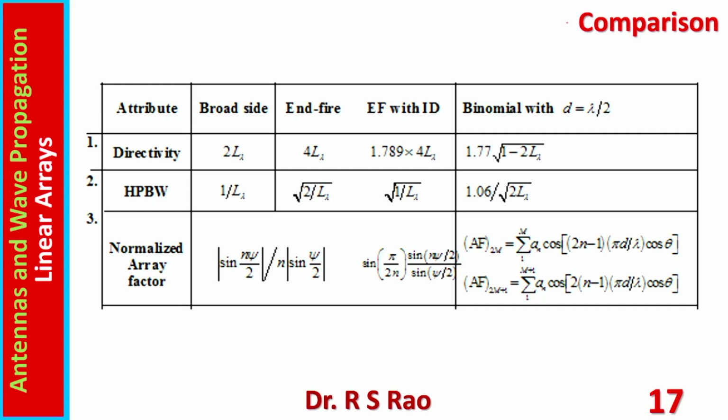A comparison is given between broadside and end-fire with ID and binomial with d equal to lambda by 2. Directivity, half power beamwidth, normalized array factor. These are all shown in this slide here for all the 4 arrays. Notice these 3 are uniform linear arrays, whereas the last one is non-uniform but symmetric linear array.